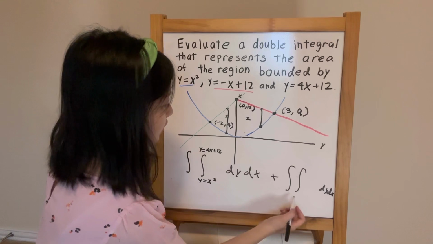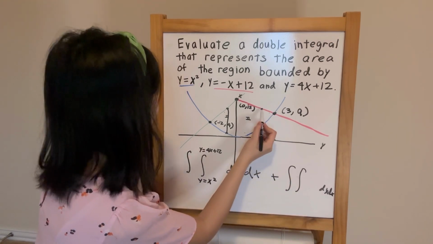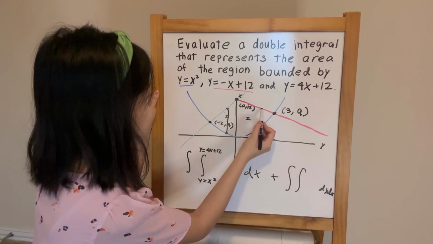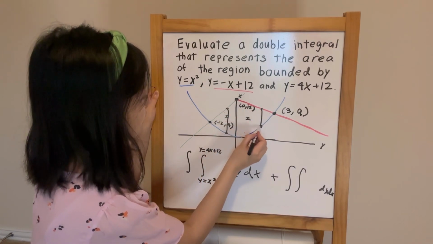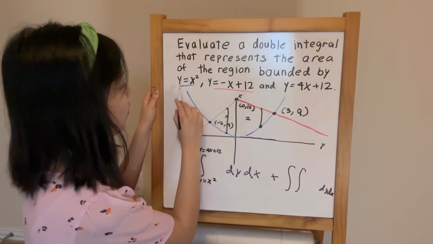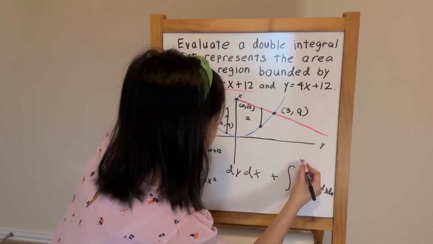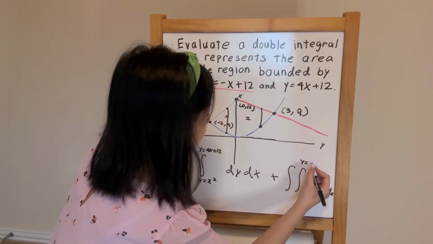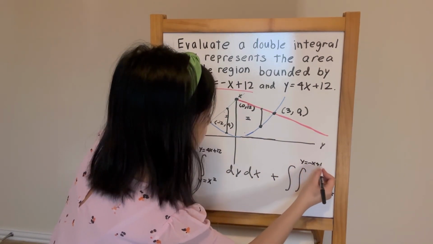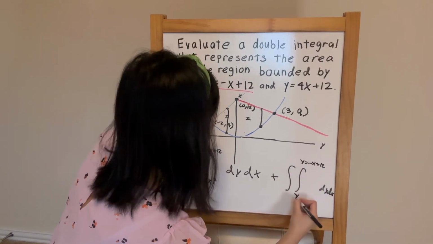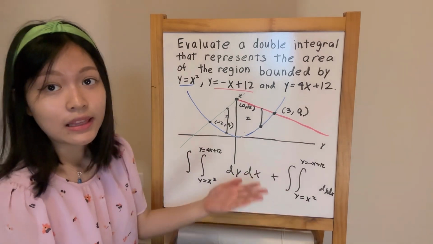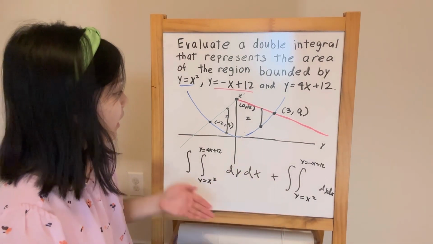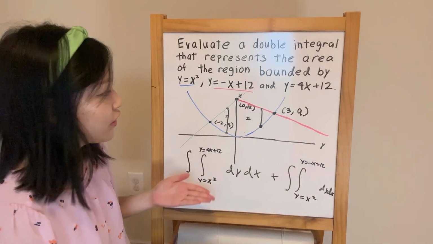And then right here, the top function, or the above function, is going to be y equals negative x plus 12, and the below function that's bounded is y equals x squared. So we're gonna put it right here. Y equals negative x plus 12, that's the above function, and y equals x squared, that's gonna be the below function. All right, how about the outer bounds?